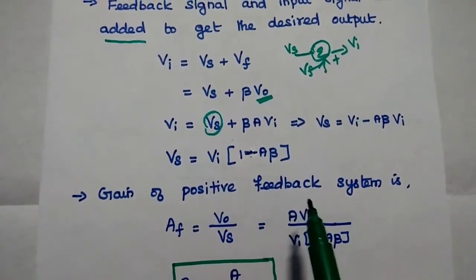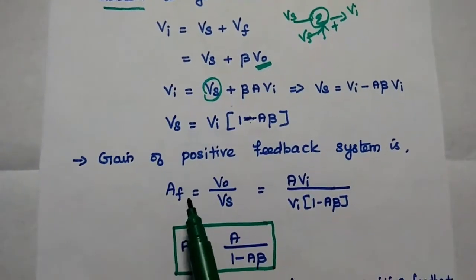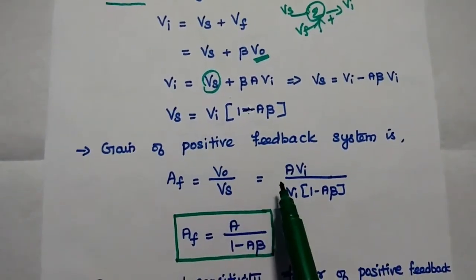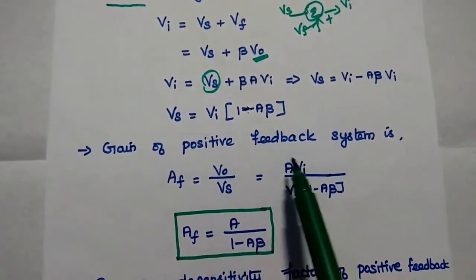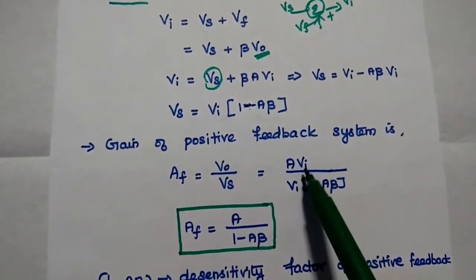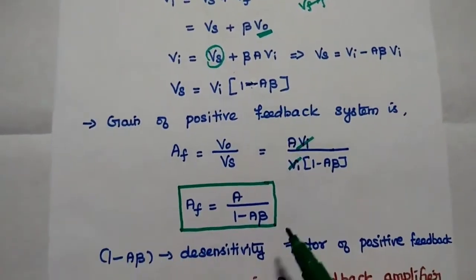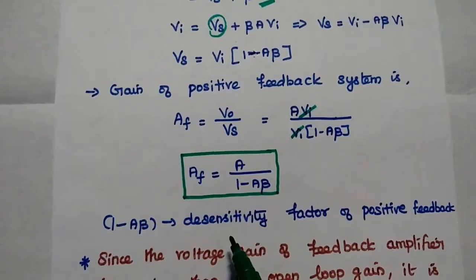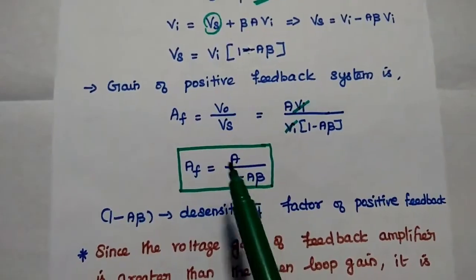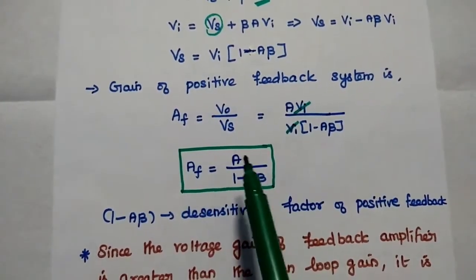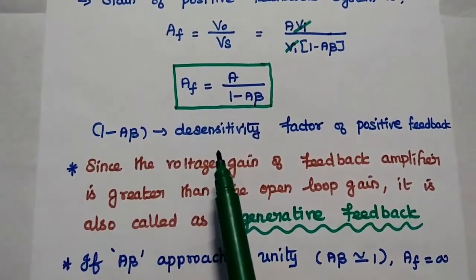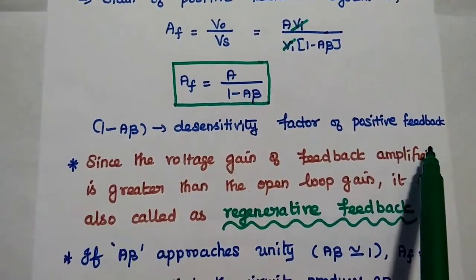So the gain of the positive feedback system is AF is equal to V0 by Vs. That is output by source input. That is equal to V0 is replaced with the term A Vi. Vs is replaced with the term Vi into 1 minus A beta. So Vi divided each other. Then we can get the gain of positive feedback system as A by 1 minus A beta. So you have to remember this. For positive feedback, the gain is A divided by 1 minus A beta. So here 1 minus A beta is the desensitivity factor of positive feedback system.